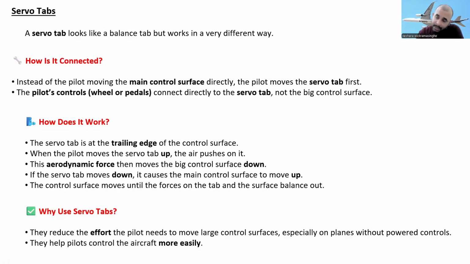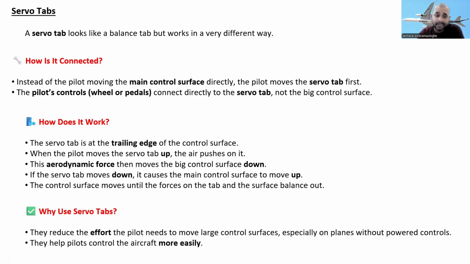In the servo tab also, the control surface moves in the opposite direction to the servo tab, but the difference is that the pilot moves the servo tab, not the main surface. The control surface moves until the force on the tab and the surface balance out. So why use servo tabs?